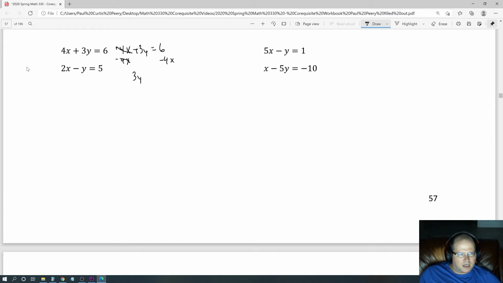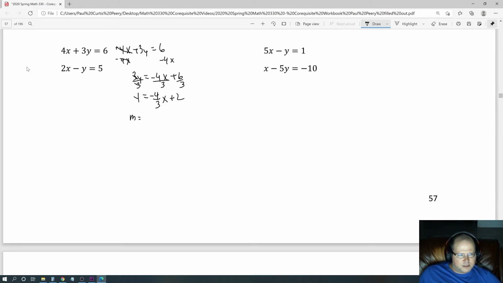So we end up with 3y is equal to negative 4x plus 6. Then we undo the multiplication of y by 3 by dividing by 3. Whatever we do to one side, we do to the other. These cancel out. That gives me y is equal to negative 4 thirds x, and positive 6 divided by positive 3 is plus 2.